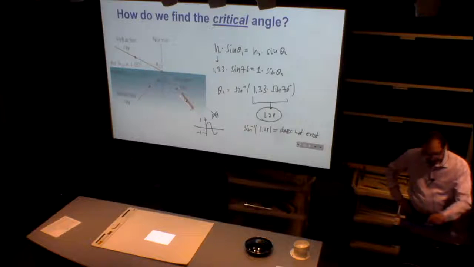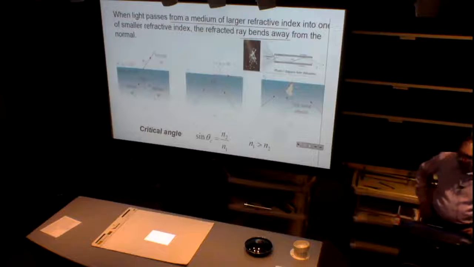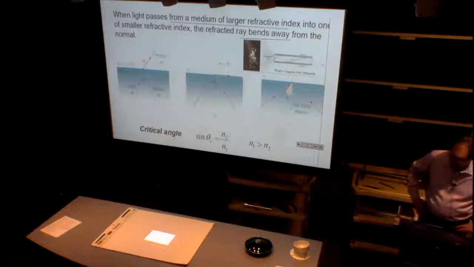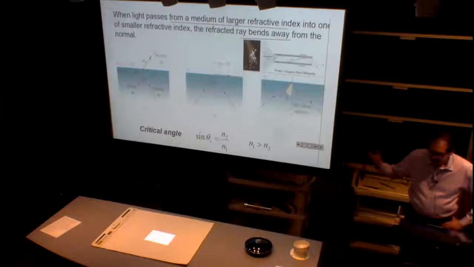That's exactly what it means. It means that in this situation there is no refraction, because if refraction were happening, the law of refraction would give an angle. If an angle doesn't exist, that means the whole phenomenon doesn't exist. There is no refraction, but what is happening to light? It doesn't disappear.